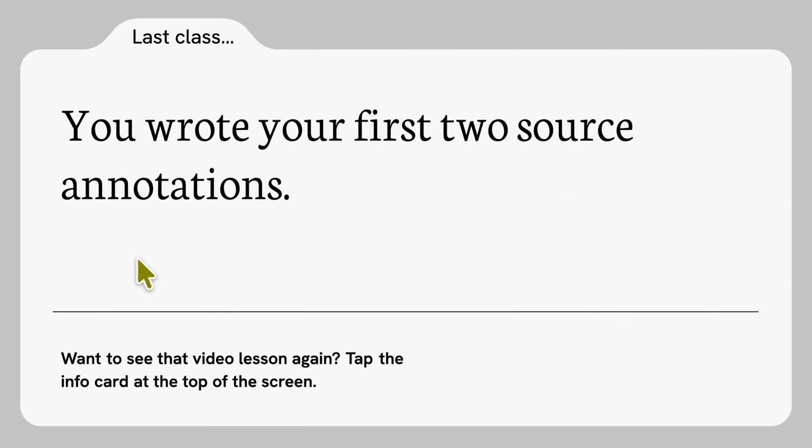Reminder, last class, you were writing your first two source annotations. You went through some video notes, filled out what these annotations should look like. Remember, they're not like annotating in a book like we've done. These are annotations to describe your research sources and why they help with your research. If you want to see any of that lesson, of that video again, you can go ahead and tap up here at the top. That little info card should be popping up to take you back to that video.